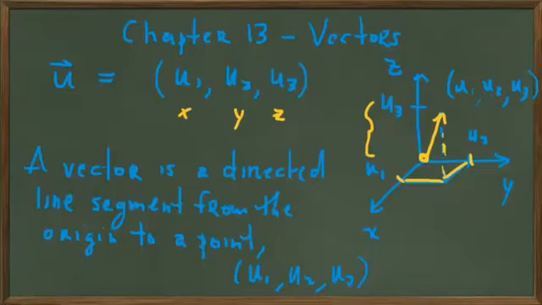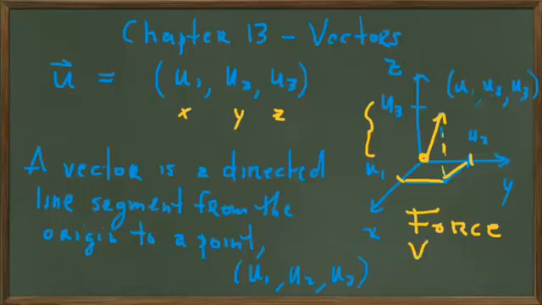The reason we want a vector to be a directed line segment is because we want to use it to define physical entities such as force. So when we talk about a force, we want to know how strong it is. That would be the length of the vector, but we also want to know the direction in which the force is moving, and that's why we have a directed line segment.